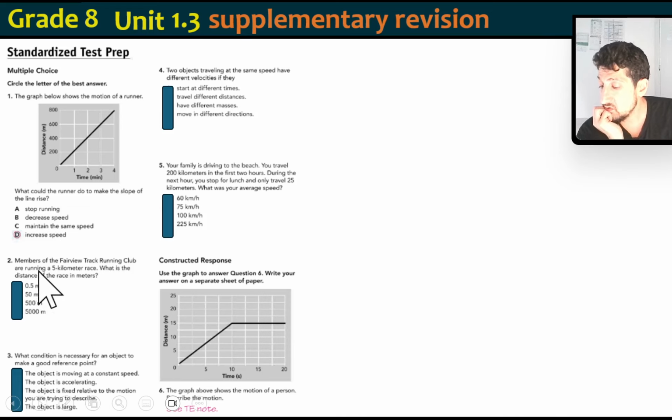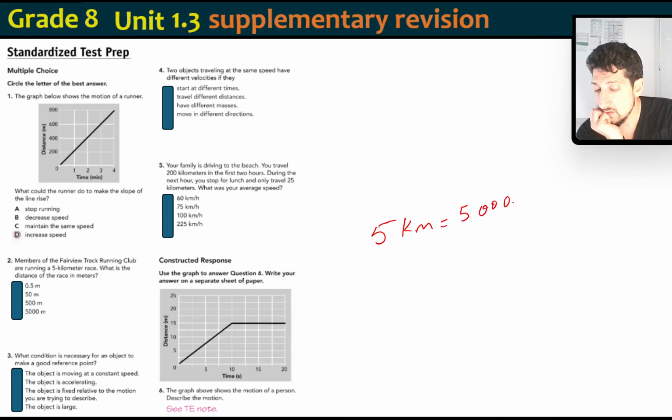Number 2, members of the Fairview Track Running Club running a 5-kilometer race, what is the distance of the race in meters? Okay, this is where we have to do a conversion. 5 kilometers equals 5,000 meters. Okay, 5,000 meters.